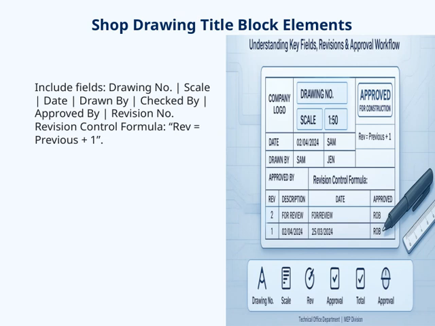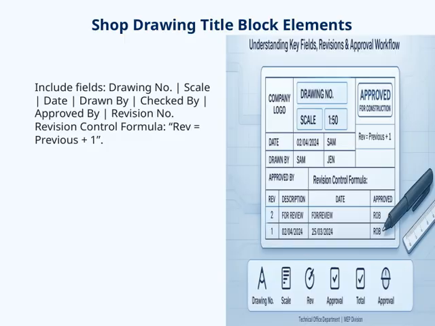Then we have the drawn by, checked by, and approved by fields. These ensure accountability and quality control, showing who prepared the drawing, who reviewed it, and who gave the final approval. Lastly, the revision number field is vital for version control. You'll notice the revision control formula, which states that rev equals previous plus 1. This means that each time you update the drawing, you increment the revision number by 1, helping everyone keep track of the latest changes seamlessly. All of these elements together form a comprehensive system that supports clear communication, accuracy, and effective project management throughout the construction process.